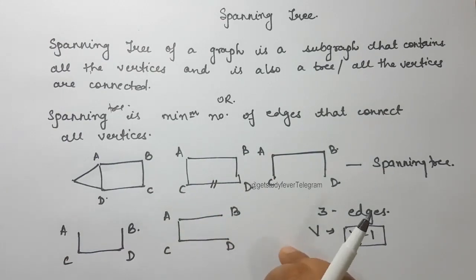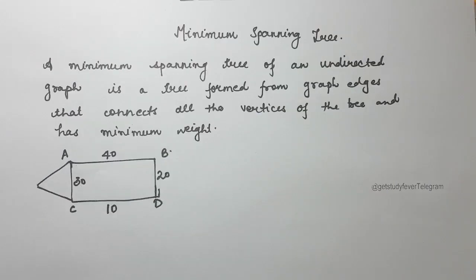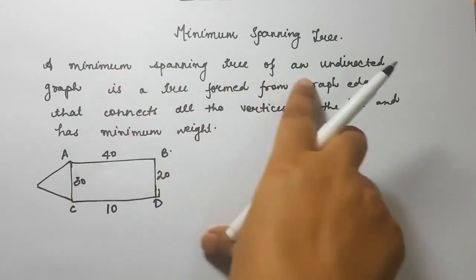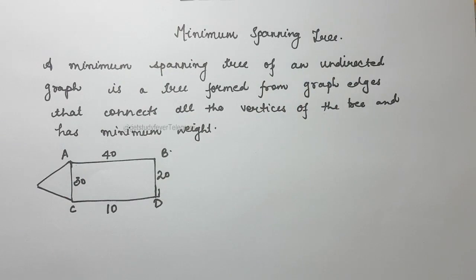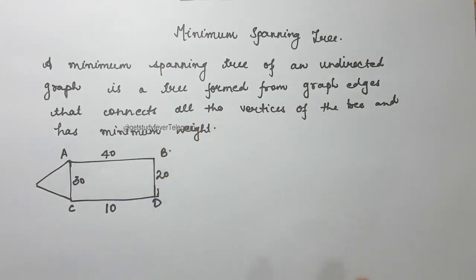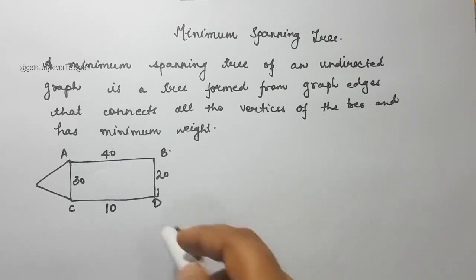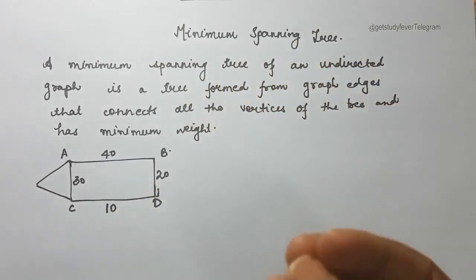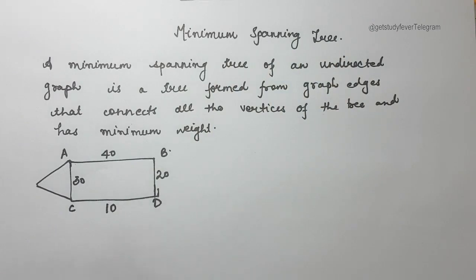Now let's see what is minimum spanning tree. Now what is a minimum spanning tree? Going by the definition, a minimum spanning tree of an undirected graph is a tree formed from graph edges that connects all the vertices of the tree and has minimum weight. So here Kruskal's and Prim's algorithm work for undirected graph. We will be talking about undirected graph. So the graph could be weighted as well as non-weighted. So if I talk about the weighted graph, what is minimum spanning tree? It's nothing but just a spanning tree that has the minimum weight.